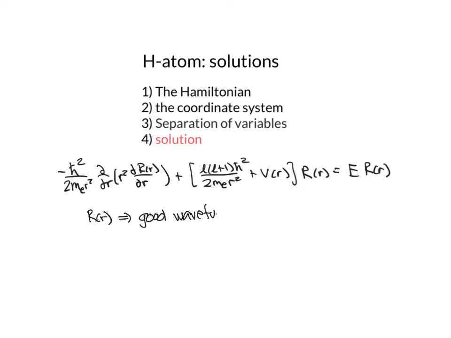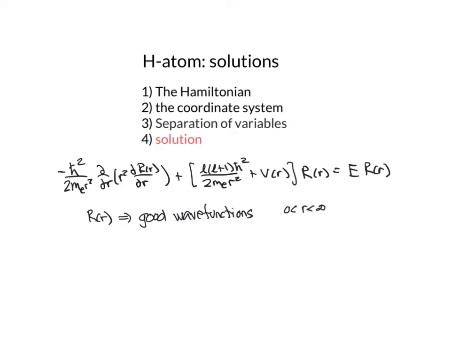And remember that our R variable can go from 0 to infinity. In other words, 0 is at the nucleus. So the electron can be near or at the nucleus, and it can go all the way out as far away as it wants from the nucleus. So that's our bounds for R.